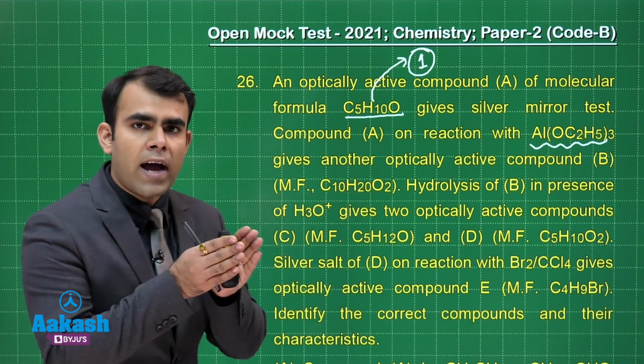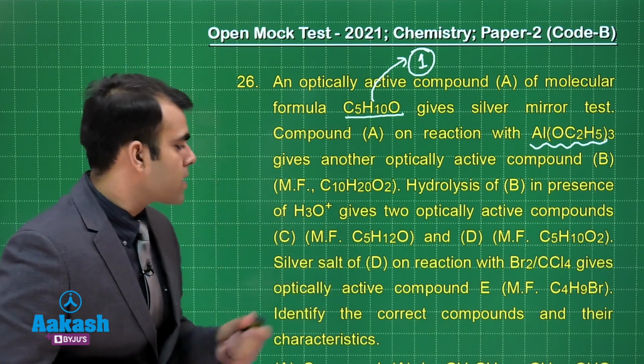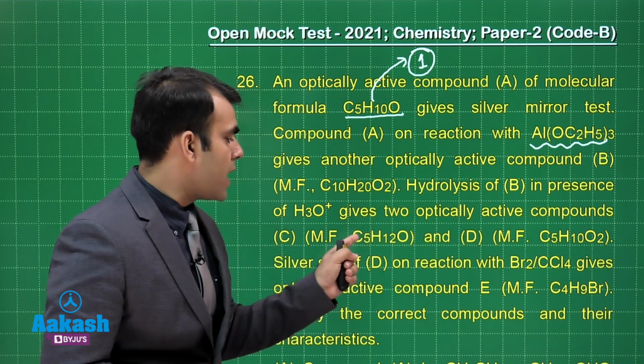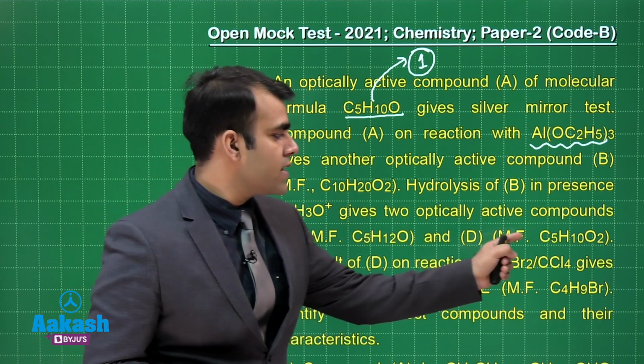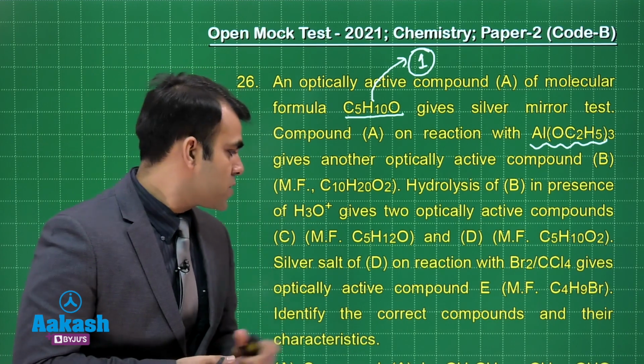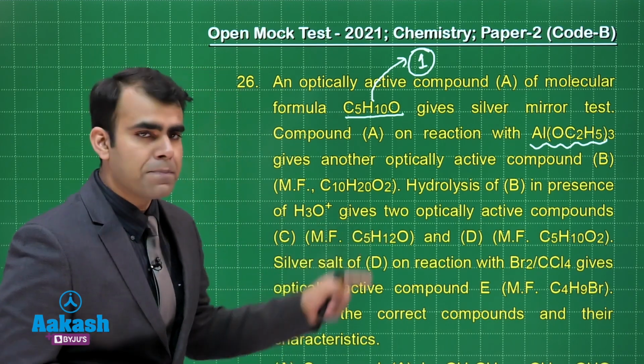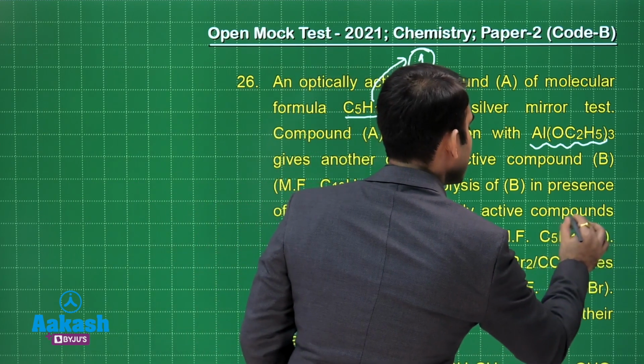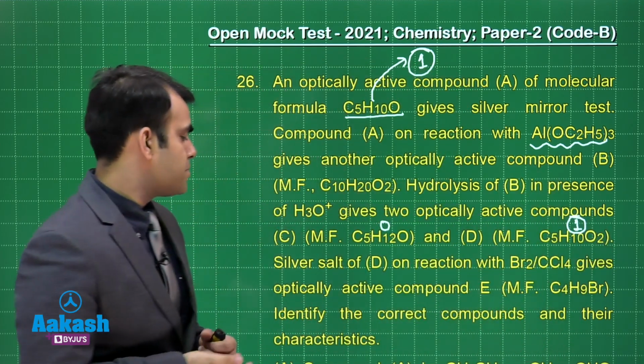Then again, on hydrolysis, we are going to break the compound into two compounds C and D. Both are having 5 carbon atoms. One is having only a single oxygen and the other is having 2 oxygen atoms. Also, the DBE of this compound is 0, whereas the DBE of this compound is 1.